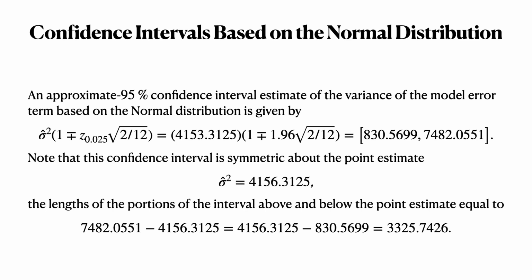Now, as you recall from our previous lecture where we talked about this particular interval, this symmetry of the interval is really not a desirable feature because the sampling distribution of sigma hat squared has some skewness to it. And so this kind of an interval can be expected to be accurate only if there's not much skewness in the sampling distribution of sigma hat squared.